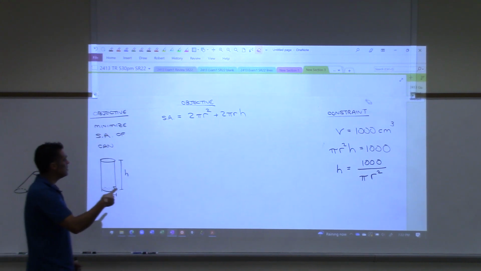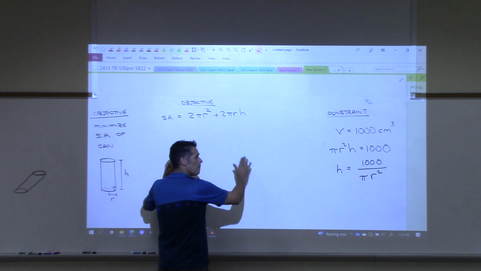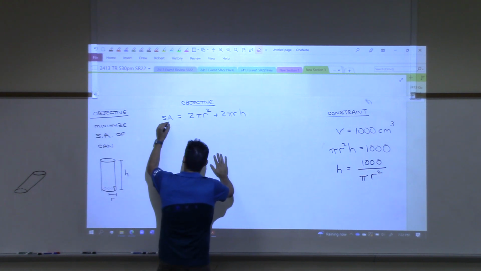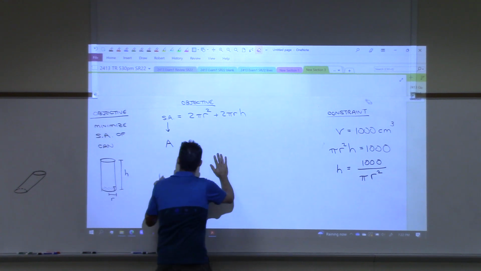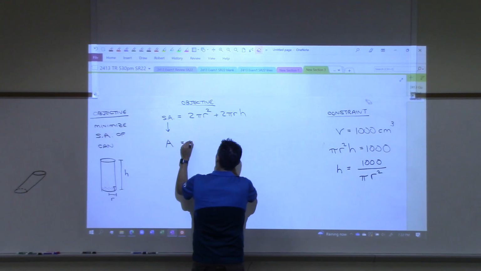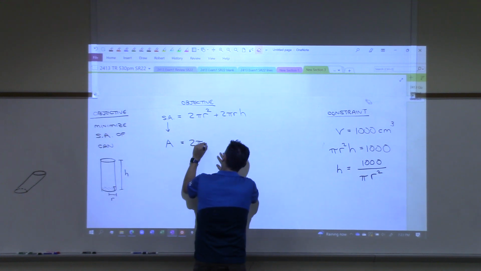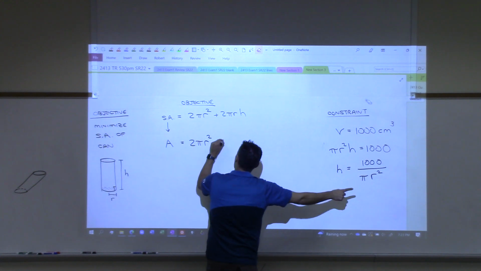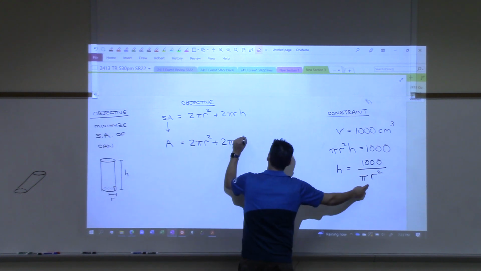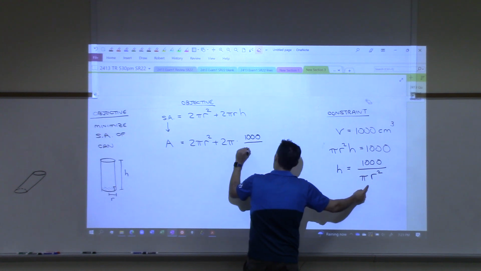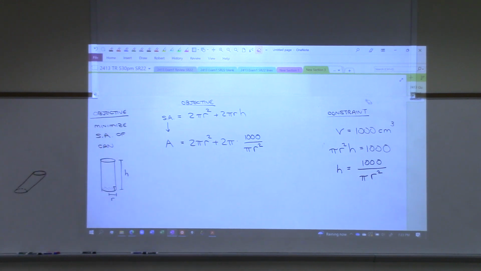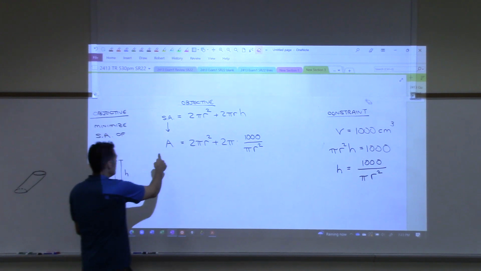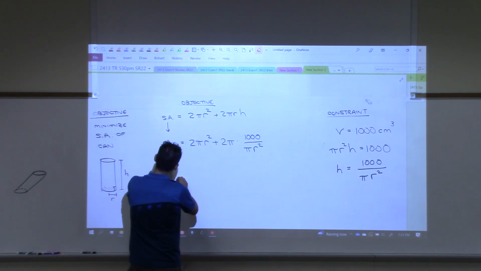Now I'm going to come back to surface area. What's that? And just for convenience, I'm going to start calling this A instead of SA for surface area. I'm replacing all of my H's with 1,000 over pi r squared. Check that out. That is a new equation that has just r's on the right-hand side. So I can look at the area now as being a function of the variable r.